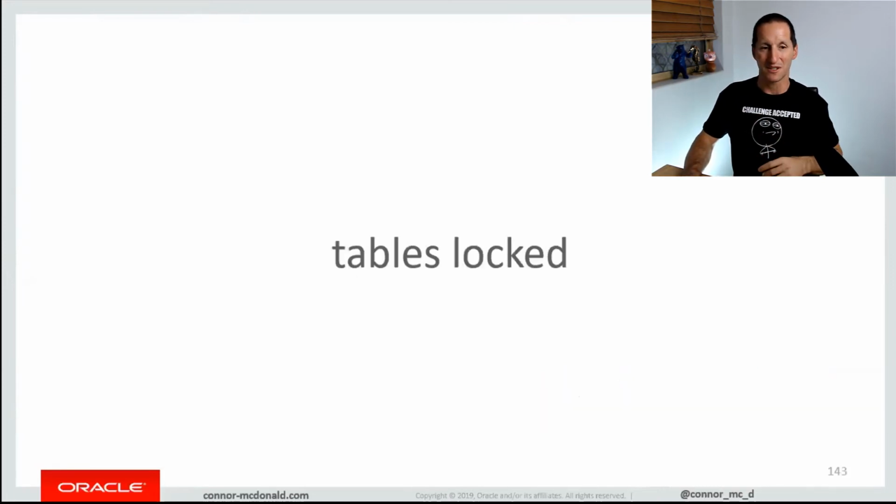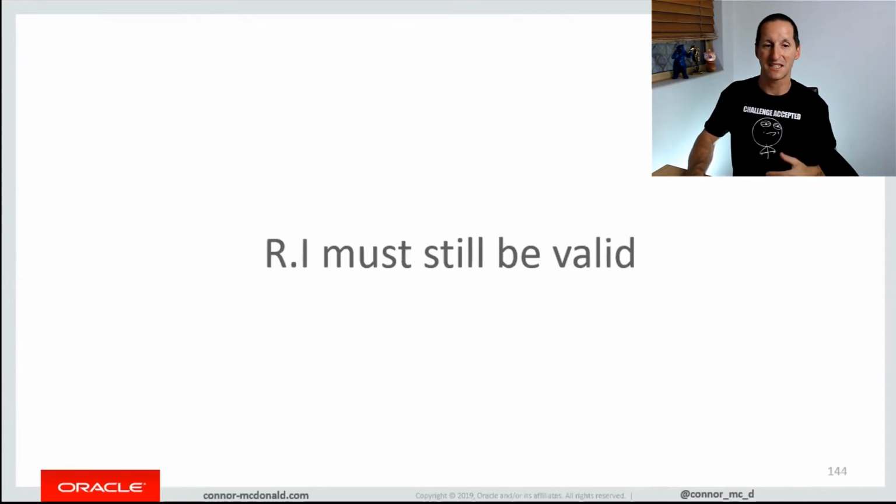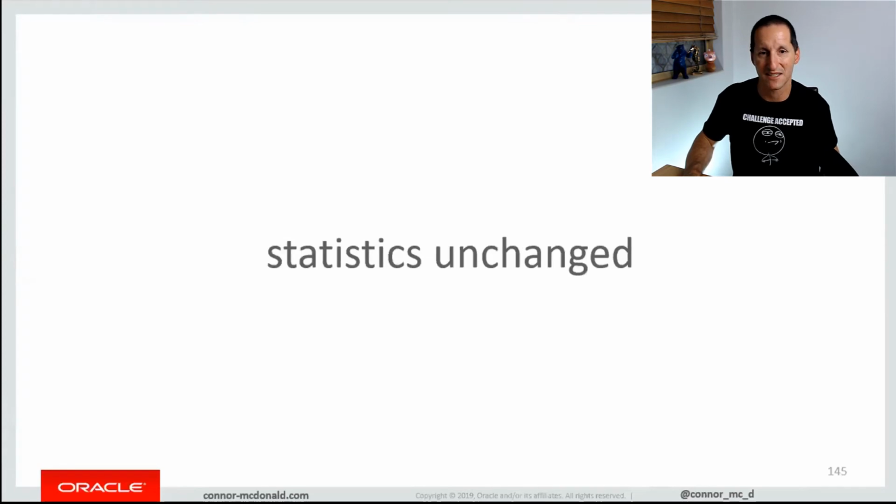The reason that's important is RI has to be preserved. So your tables are locked while this goes on, which obviously makes sense. At the end of the operation, your referential integrity must still be valid. So if I've got 3 tables that are linked by foreign keys, I'm probably going to have to flash back all 3 of them to a particular point in time. Statistics are unchanged. So if the table has 1 million rows now, and when I flash it back 20 minutes, it's only got 10 rows, the optimizer stats will still reflect 1 million rows. So you might need to do a gather stats at the end of it.